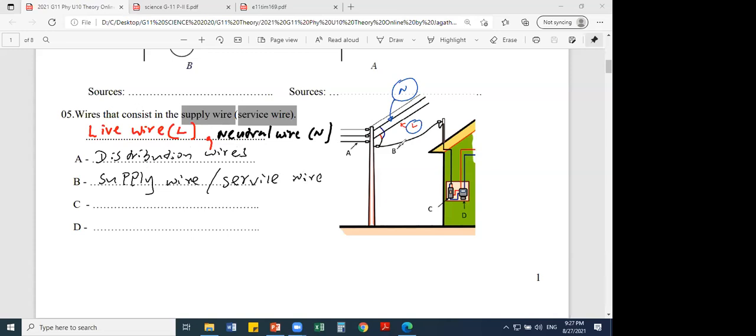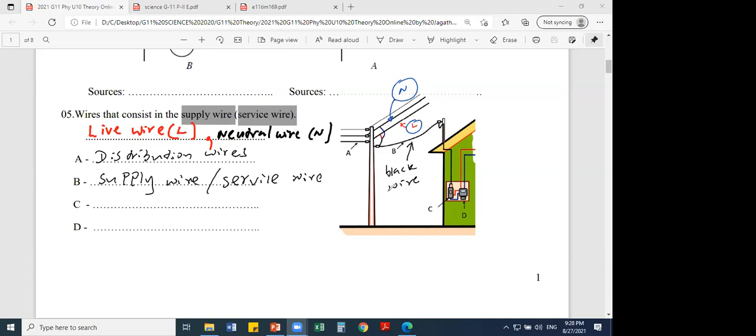So this supply cable consists of what? Two wires. There's a black cable. Definitely tomorrow morning you can see between the electrical post and your house there's a black cable. This black cable consists of two wires, the live wire and the neutral wire. Live means current flows in high energy electrons, and neutral means those electrons are returning after giving you energy.